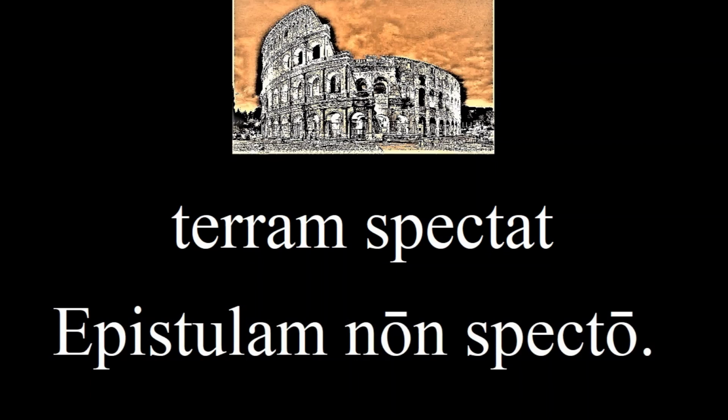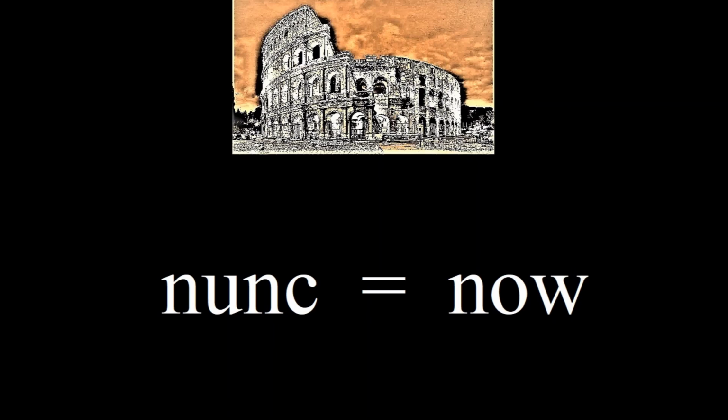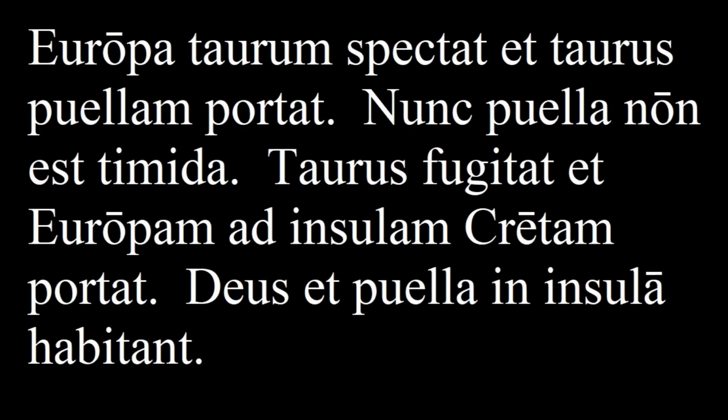There's just one more word we need to know for this lesson's story. Nunc, which means now. And as a reminder, in the story, Jupiter was trying to woo Europa and change himself into a bull. Let's go! Europa taurum spectat et Taurus puellam portat. Nunc puella non est timida. Taurus fugitat et Europam ad insulam Cretam portat. Deus et Puellae in insula habitant.